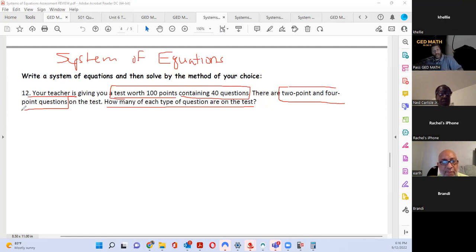That's how you're able to say, okay, well, what are my variables going to stand for? So right away, it has nothing to do with the 100 or the 40. What we're saying is there are two types of questions. They're X and Y, and we don't know how many 2-point questions there are, and we don't know how many 4-point questions there are. So that's how you identify what your unknowns are. So we're going to say X is our 2-point questions.